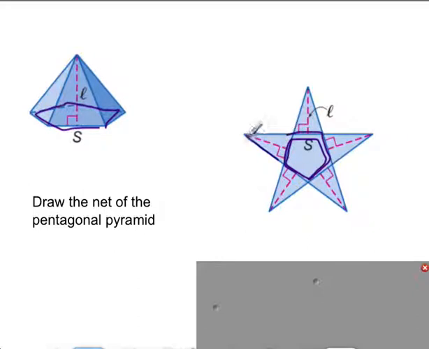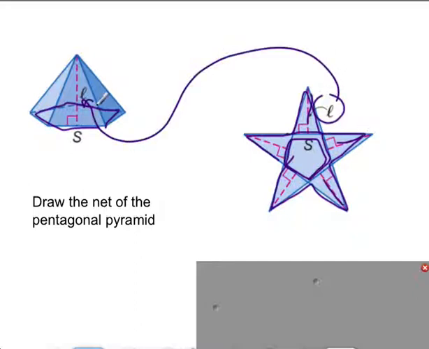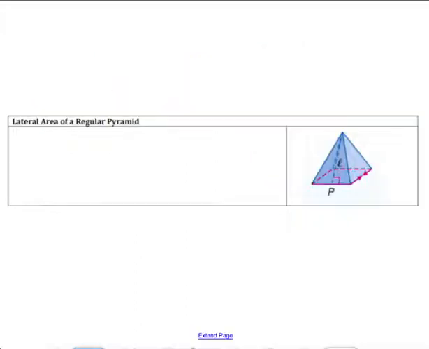And then from each side of the pentagon, we have a triangle that's going to kind of fold up into our prism. So the height of each of the triangles is represented by that slanted height. So that's where that slanted height is going to come into play because it is the height of each of our triangles. So let's take a look at that lateral area.